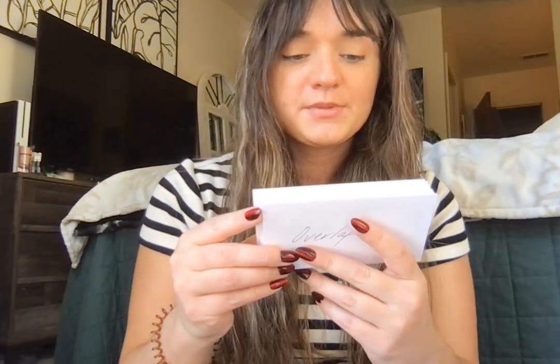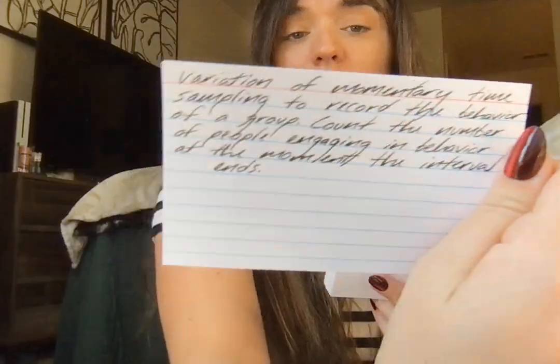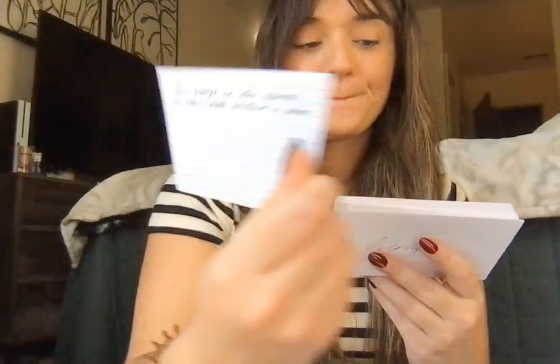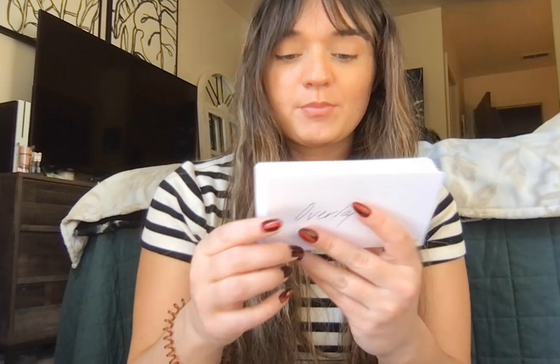Variation of momentary time sampling to record the behavior of a group. Count the number of people engaging in behavior at the moment the interval ends. PLA check. The range or the spread of the data within a phase. Variability. Uses a two-dimensional area that is formed by the intersection of two perpendicular lines. Any point on the plane represents a specific relation between the two dimensions represented by the perpendicular lines. Line graph.